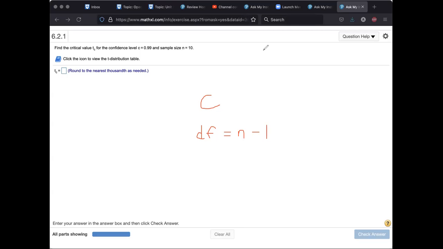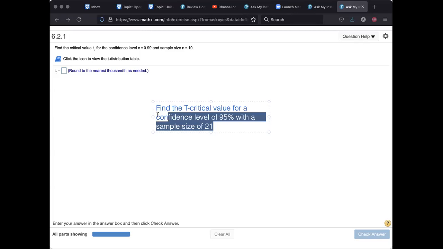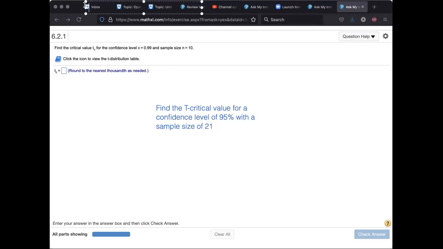That's it. So let me create a problem here. I'm not going to do this one, but I'm going to do something just like it to show you how this works. Suppose we have: find the T critical value for a confidence level of 95% with a sample size of 21. That's just making it up; it doesn't matter. We just want different values here. So what we need to do is go to our T table.